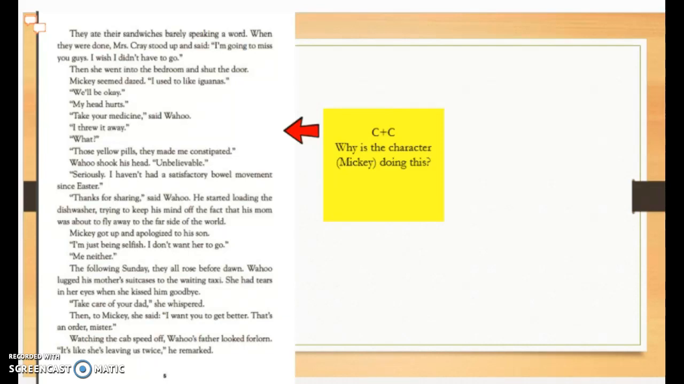Remember, we are looking for places where a character does or says something that isn't what we expect. This is a contrast or contradiction. When we find those places, we want to stop and ask ourselves, why would the character act this way? With that in mind, share with everyone some of the comments you made on your sticky notes.